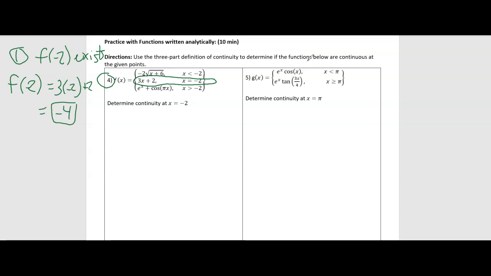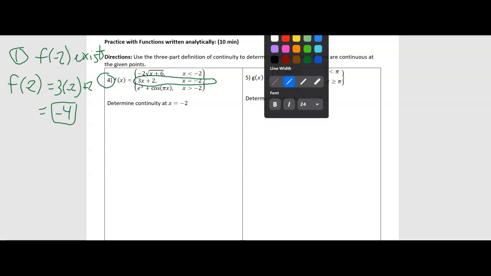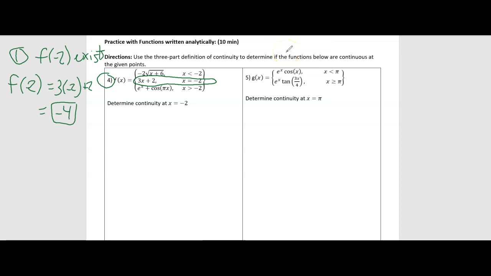Now we need to figure out if the limit exists as x approaches -2. And if you think about what we need to prove to show that a limit exists, well, we need to prove that the 2 one-sided limits exist and are equal to one another. So the limit as x approaches -2 from the negative side of f of x is equal to the limit as x approaches -2 from the positive side of f of x.